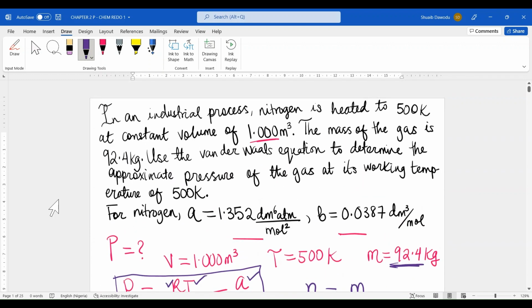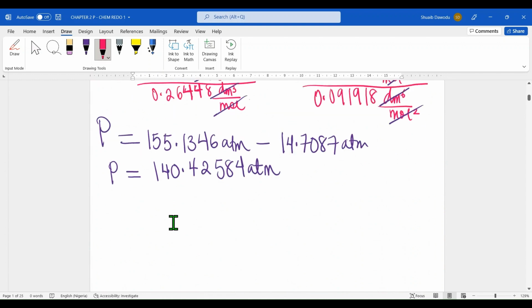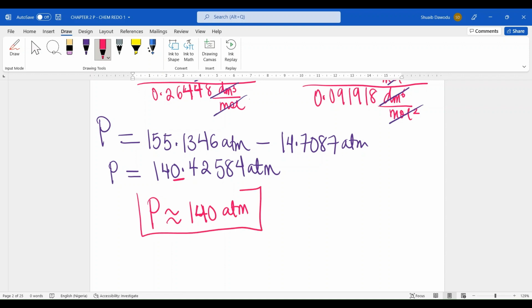And of course, because we are chemists, scientists, we have to put it in the lowest number of significant figures based on the values that were given at the beginning of the question. So the lowest number of significant figures, we have 500 in 3 sig figs, 1.000 meter cube in 4 sig figs, this one in 3 sig figs. So our final answer has to be in 3 sig figs. So the value for pressure is going to be approximately 140 atmosphere. So this is the answer to this question.